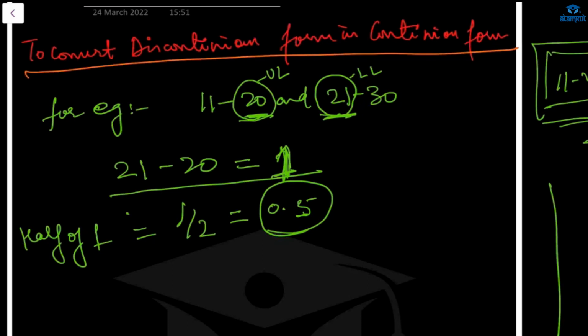Why did you do the half? This is the way, because you have to make this continuous. You have to make it continuous. So you add half, subtract half, and then you get that range.